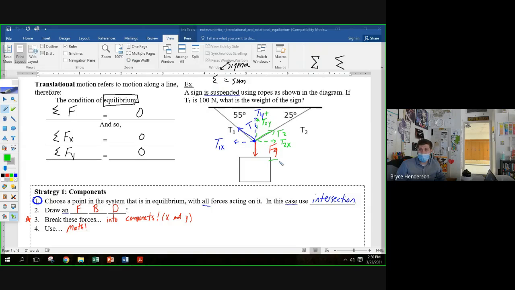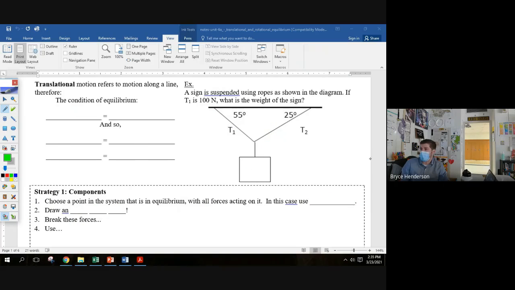But before we can do that, all we know is T1 is 100 newtons. So pretty much we're going to have to solve two triangles. Okay, two trigonometric functions. It's going to be okay. We're going to do it. I can hold your hand. It's easy. Let's do it together. So I'm going to scooch the paper down and we're going to draw the triangle.